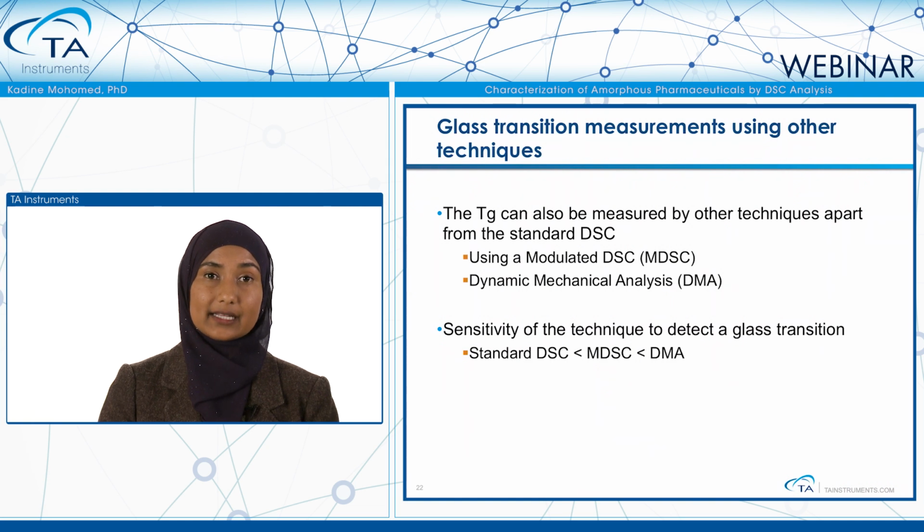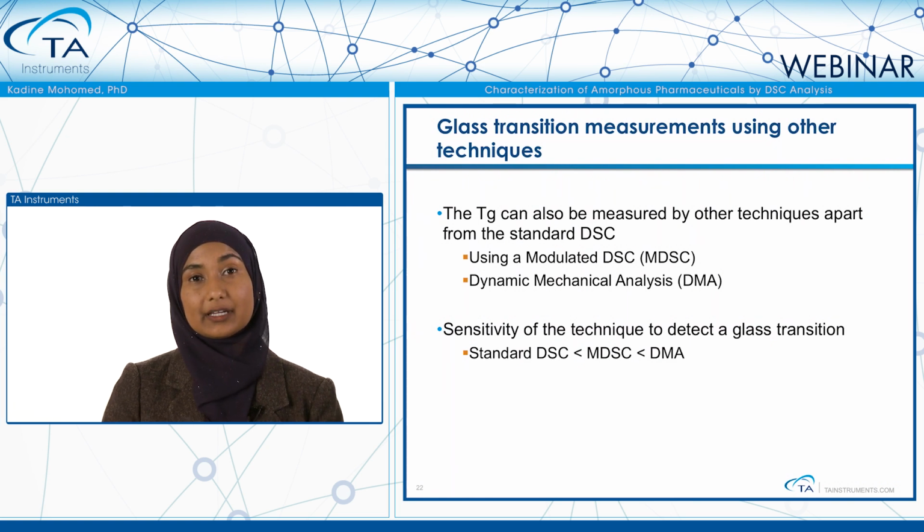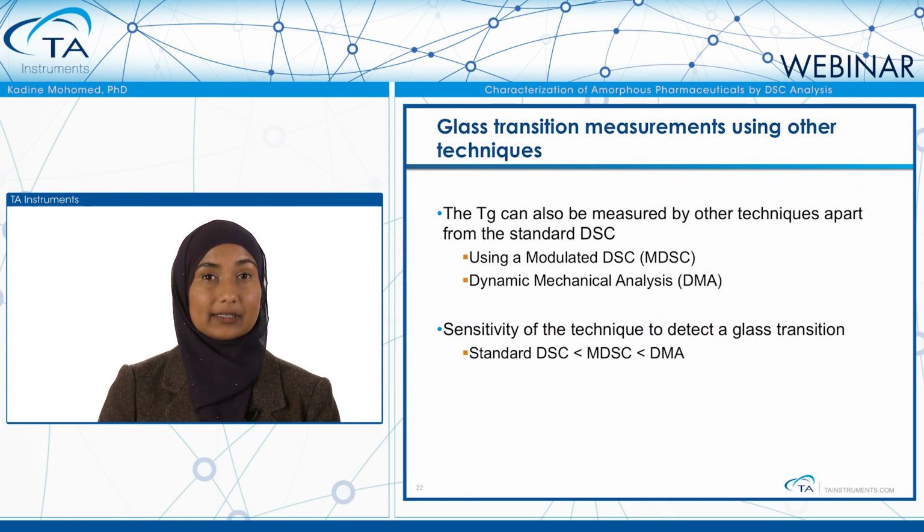Dynamic mechanical analysis, in which we're looking at a change in the modulus of a sample through a temperature range, is certainly the most sensitive technique compared to modulated or standard DSC in detecting the glass transition. Can you use the DMA to determine the glass transition of powdered samples?